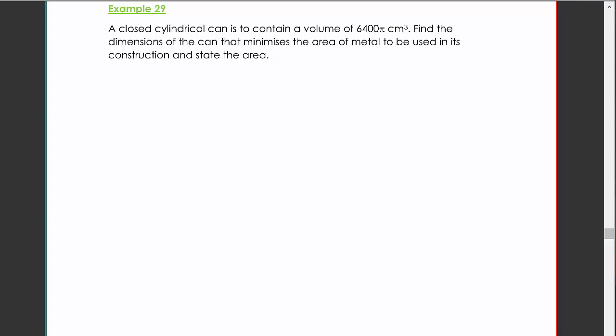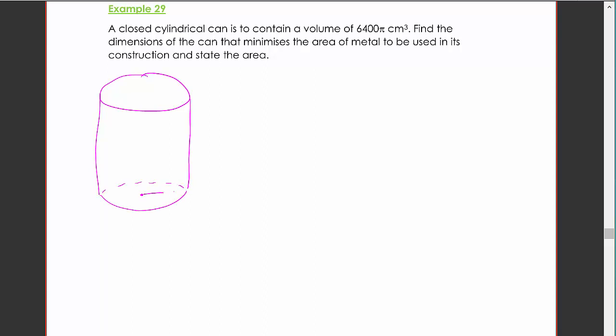So a closed cylindrical can is to contain a volume of 6,400 pi centimeters cubed. Find the dimensions of the can that minimizes the area of metal to be used in its construction and state the area. So it's a cylinder, like so.